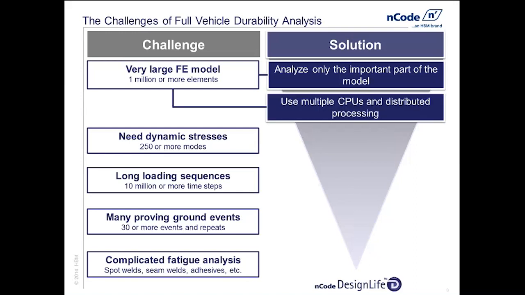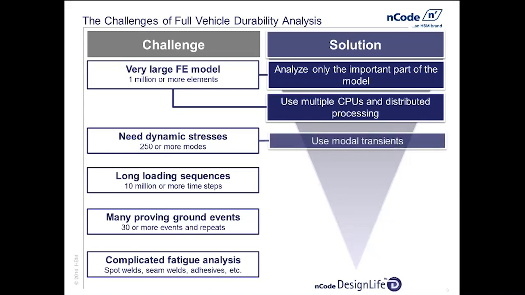Secondly, very large model. What else can we do? Another solution is let's use CPUs and distributed processing to our advantage. It's very simple these days to do these analyses with multiple computing threads, and even now we see a trend towards multiple threads and multiple compute nodes using a HPC environment. So we'll look at how DesignLife has been optimized to work in these environments as well.